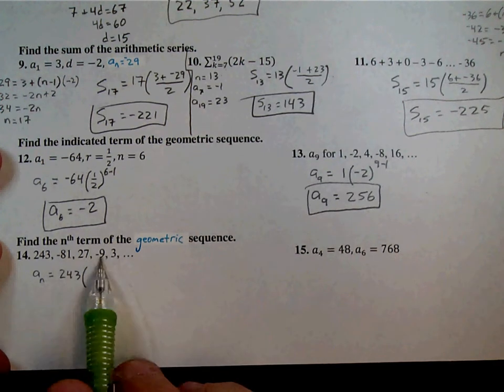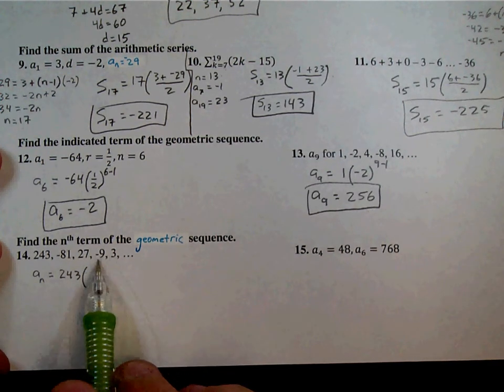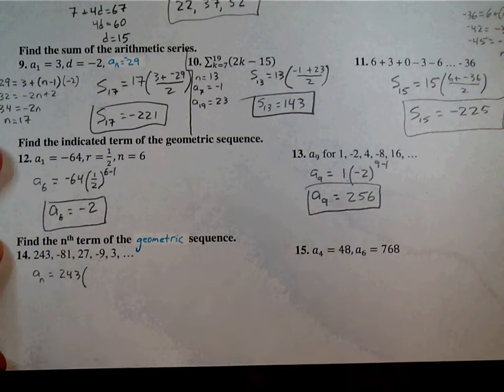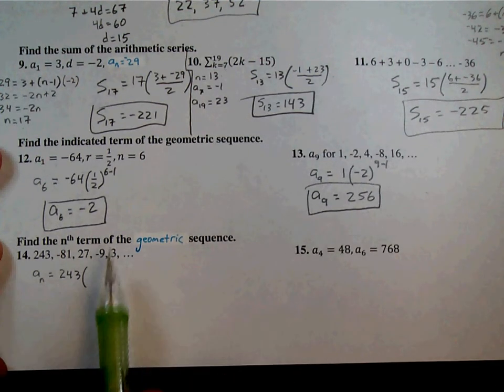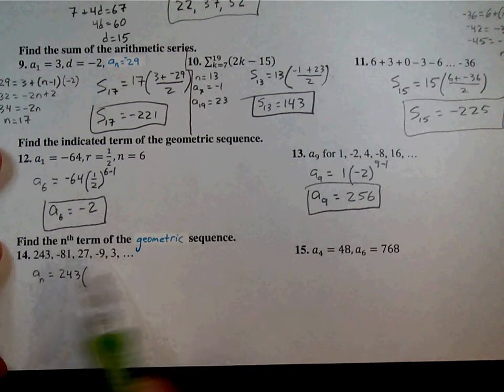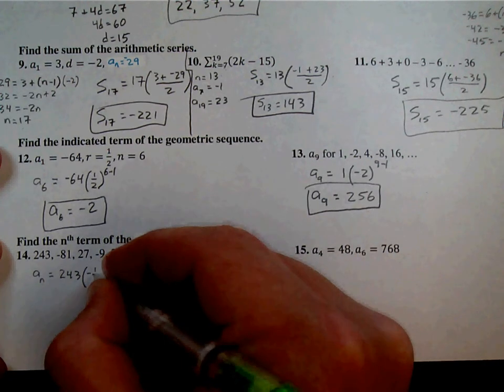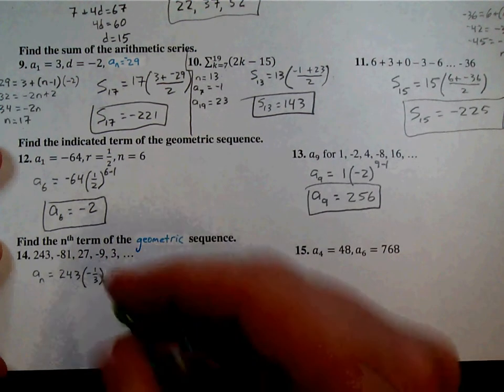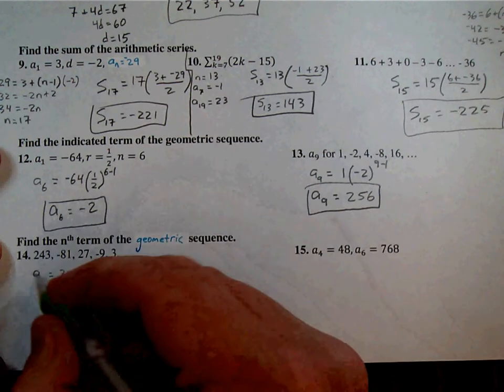It might be easier to look at these later numbers, which are smaller, to get from negative 9 to 3 if you were unsure. We'll make a fraction, working backwards, so put 3 over negative 9. 3 over negative 9 simplifies to negative 1/3. So that's our r value. It's to the power of n minus 1.